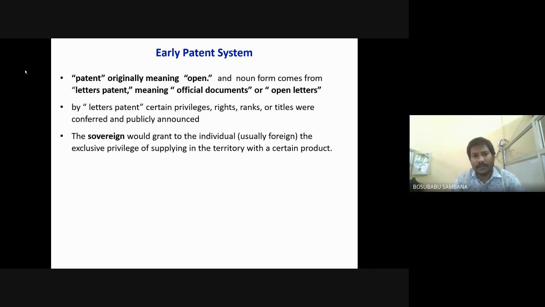The main thing is generally the word patent originally means open, means to use all, and the letters patent meant official documents, open letters. By letters patent, rights, ranks, and honor or title were conferred and publicly announced. In this way, the grant of patent is based on two factors. First one, individual grant and group grant. Next one, institutionally or commercial companies also plan to file.